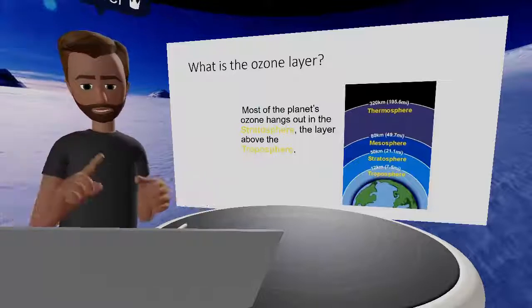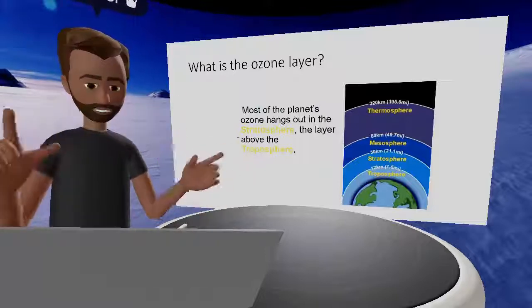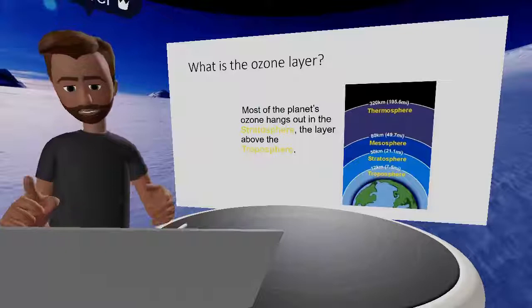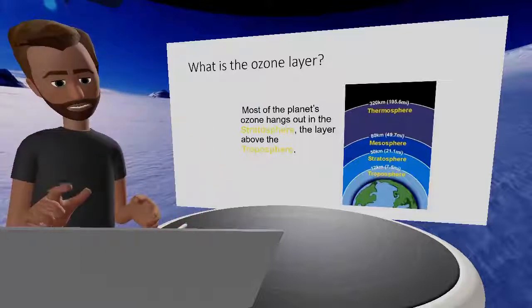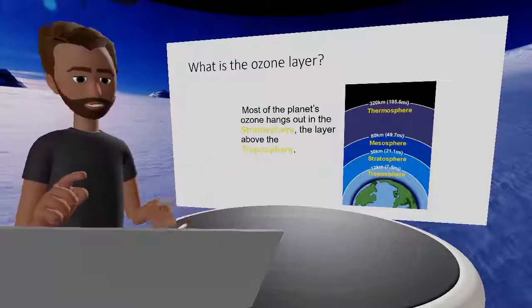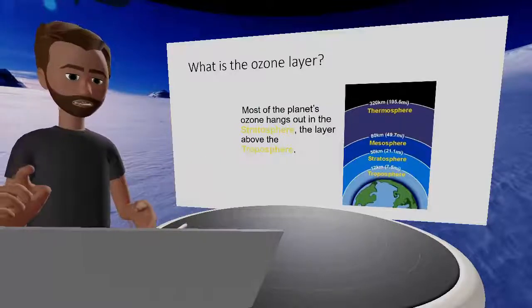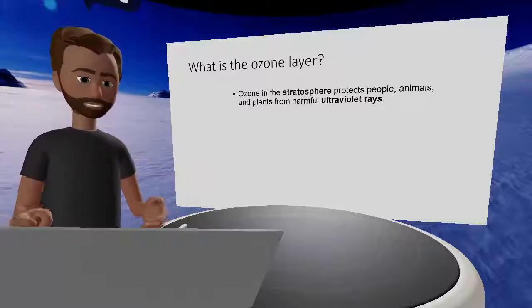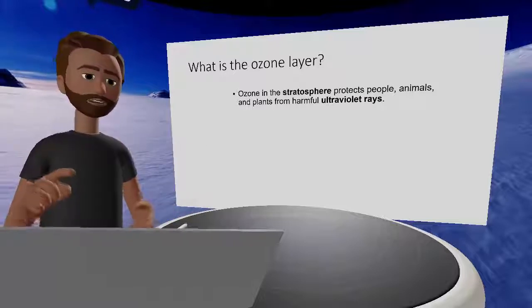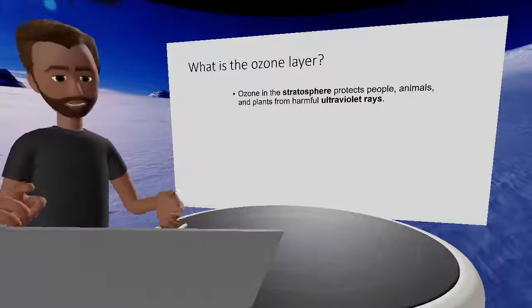So the ozone layer is that layer in the stratosphere. Above the troposphere and below the mesosphere, there's a nice, fairly stable layer in the stratosphere, which is where most of the planet's ozone is, and it's where we want it to be. In the stratosphere, it protects people, animals, and plants from harmful ultraviolet rays. That's the key thing to know.